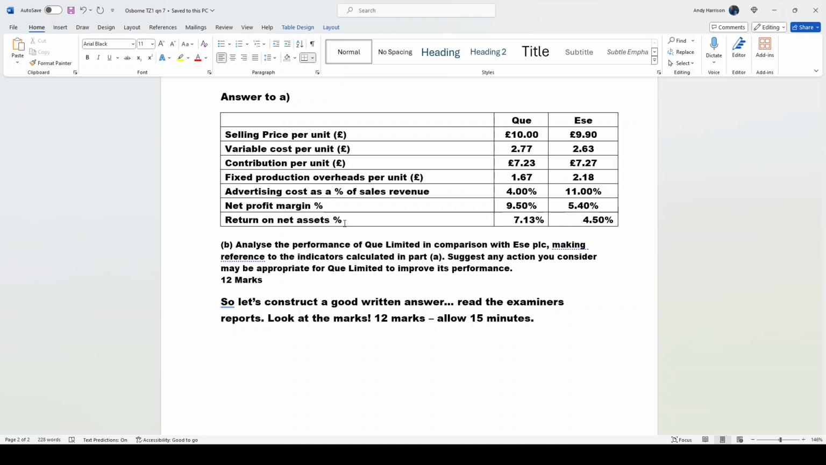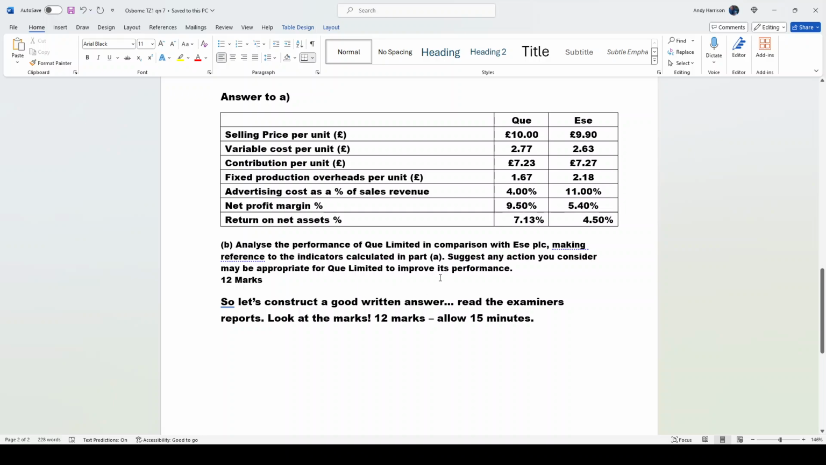and the question is actually asking about this table more than the profit or loss, because it says analyse the performance of Q in comparison, making reference to the indicators calculated in part A. There's a little bit of work I'm going to do on something that isn't in here, but it's either based on this or in fact we've got to analyse the variable cost. It does need some variable, and how we end up with that contribution difference is quite important.